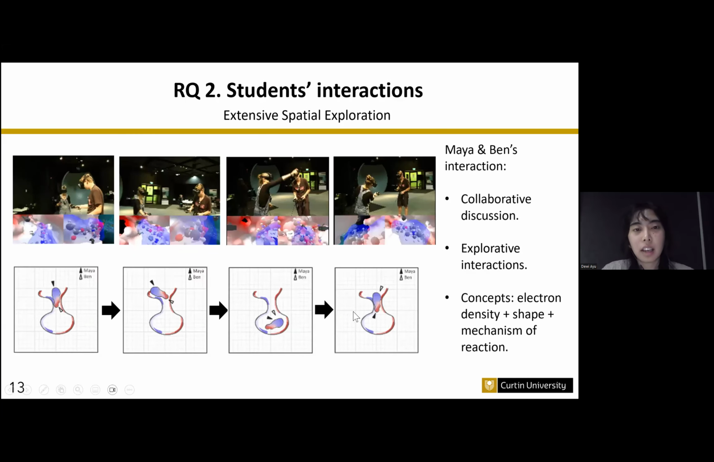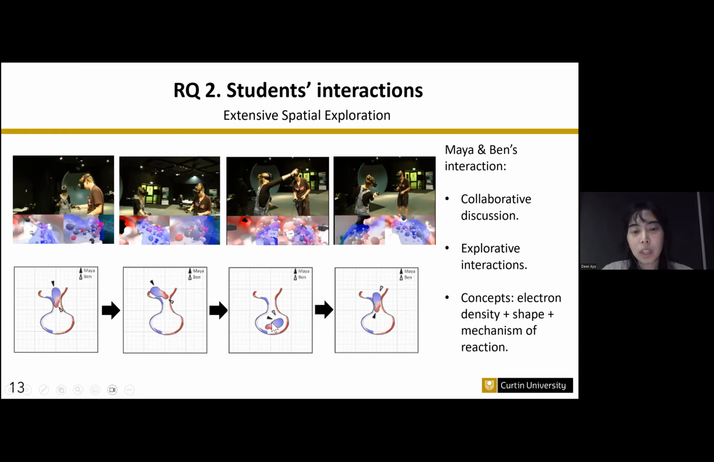And let's see the second type of pattern. So here we have Maya and Ben. Again, they are both friends and male and female, but they have a more collaborative discussion between them. So Maya would have an idea, Ben would refute them and give another idea. And then we noticed that they try to push the substrate into the enzyme and then pull it back, trying to find the best way for it to position to enter the enzyme. So we can see they're more explorative than the previous pair, Betsy and Owen.